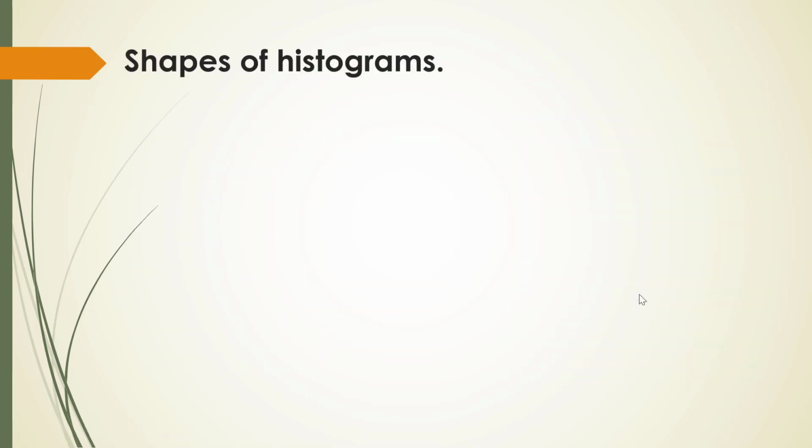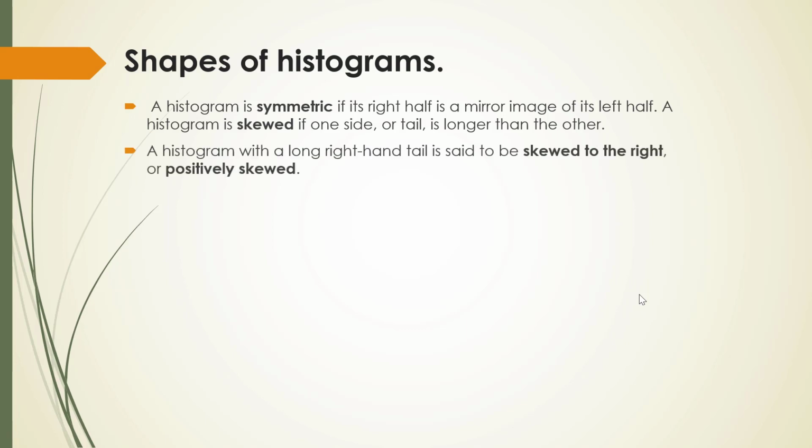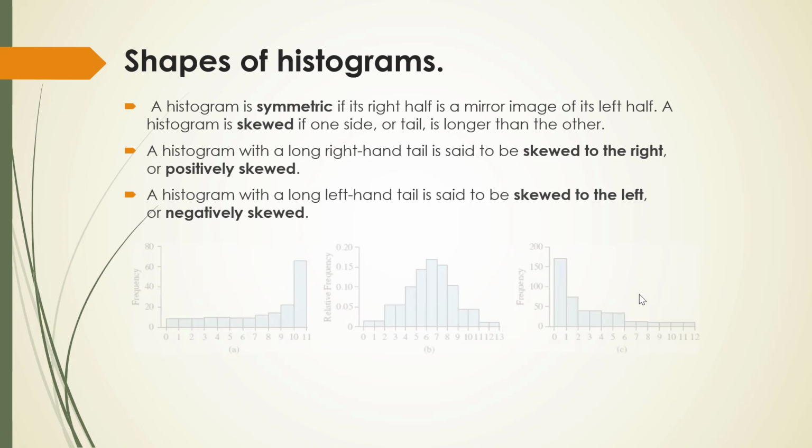So the histogram has some basic shapes. A histogram is symmetric if its right half is a mirror image of its left half. A histogram is skewed if one side or tail is longer than the other. A histogram with a long right-hand tail is said to be skewed to the right or positively skewed. A histogram with a long left-hand tail is said to be skewed to the left or negatively skewed.